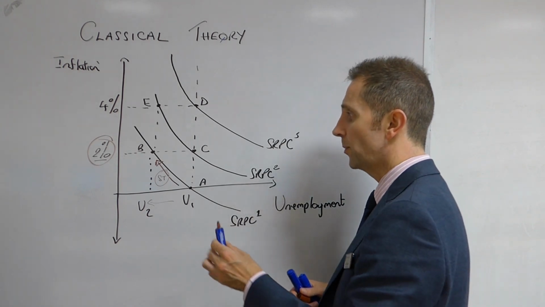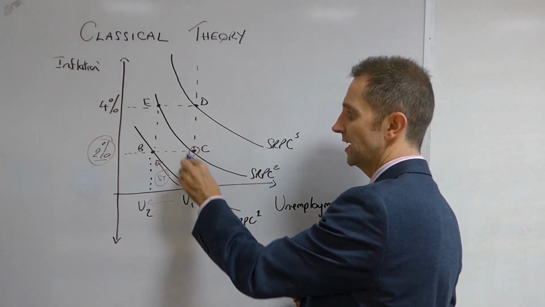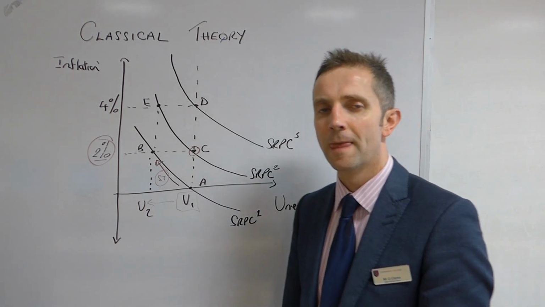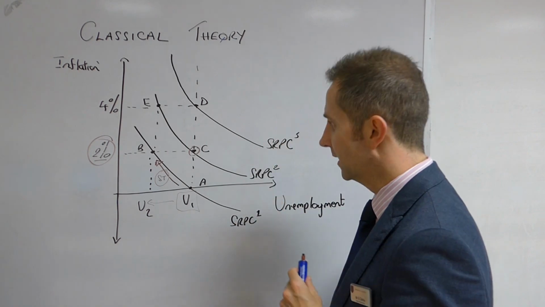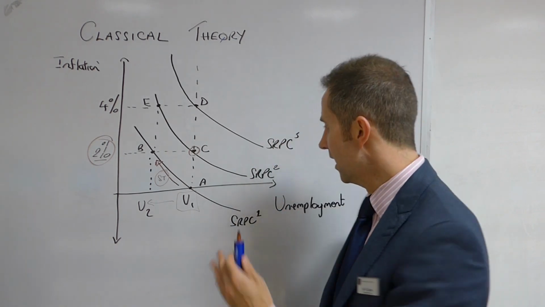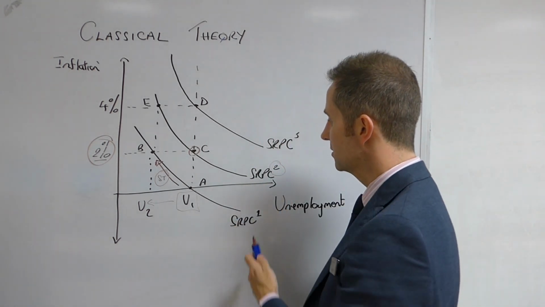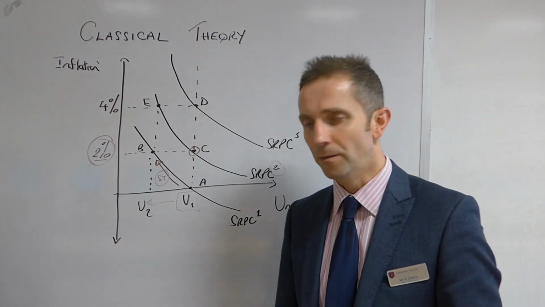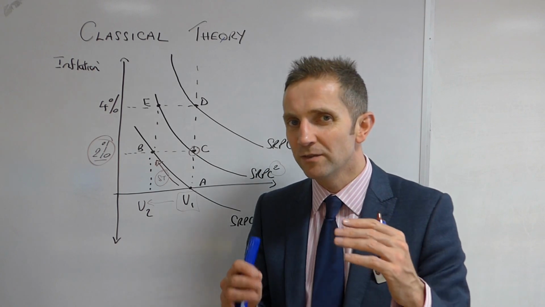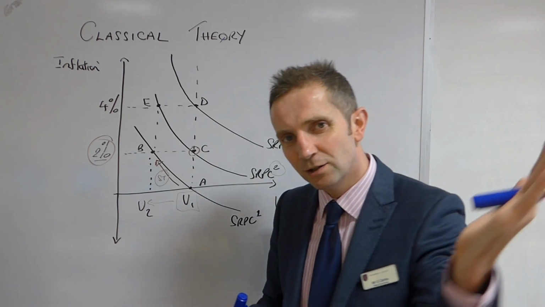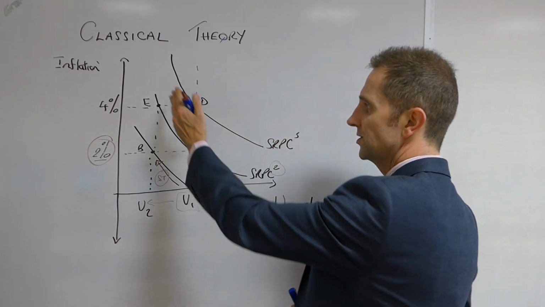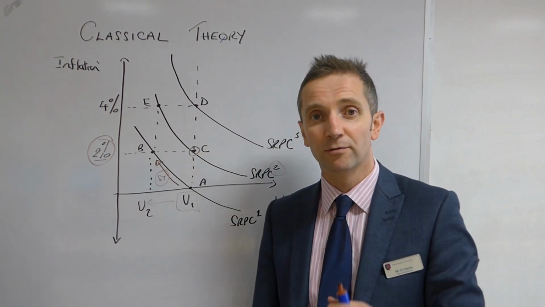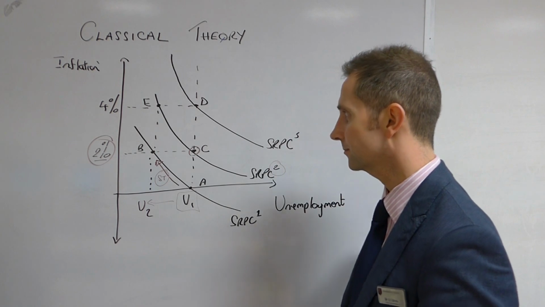And so we end up back at point C, which is the level of unemployment U1 that we started off with. The only difference being that now we're sitting on a higher rate of inflation because we're sitting on Phillips curve 2 instead of Phillips curve 1. And that relationship between inflation and unemployment has still stayed the same, but we're simply operating now on a higher Phillips curve with a higher rate of inflation.